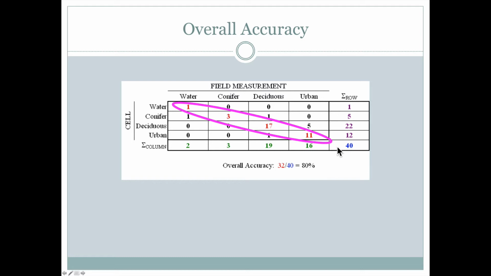And that's basically just how many points on the ground we actually looked at during our field survey. So 32 times we were right over a total of 40 possible times. We could say that if we've done a large enough sample that represents the population as a whole, we could say with 95% confidence that 80% of the time we are right.